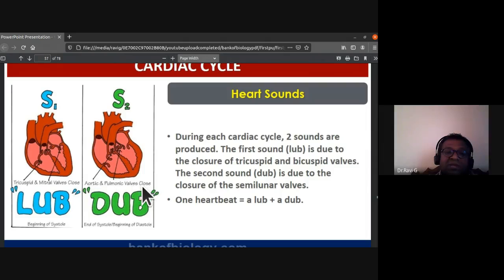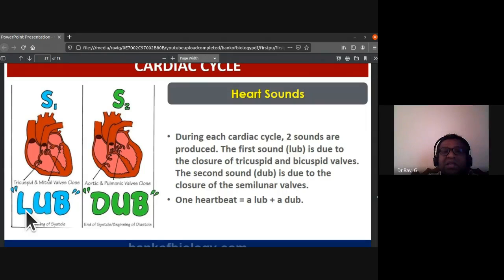That is the aortic and pulmonic valves. When the aortic and pulmonary semilunar valves close, it creates the dub sound. So at the beginning of systole, the tricuspid and mitral valves, that is the bicuspid valves, close, and that creates the lub sound. The dub sound is created by the closing of the semilunar valves of the aorta and pulmonary artery. That marks the end of systole or beginning of diastole.